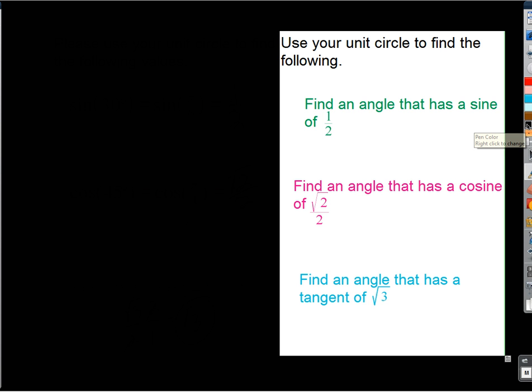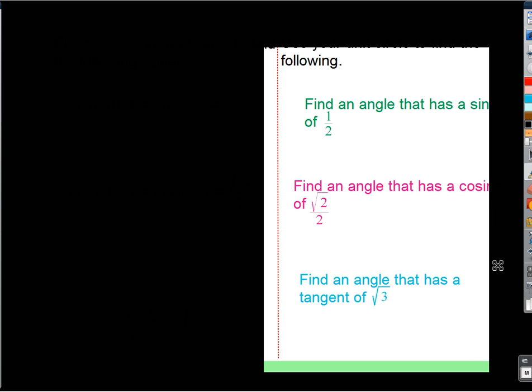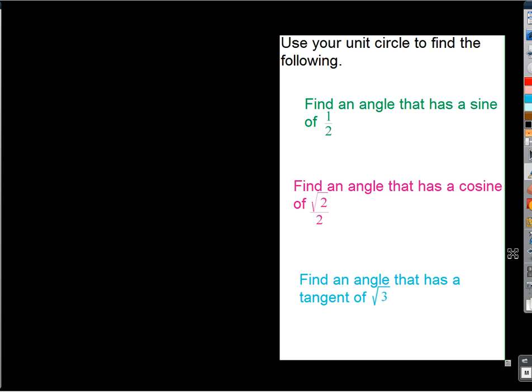You might have heard me say that we're kind of going backwards from what we did over here. This is kind of backwards of that. Can someone explain what I mean by that? Doing the opposite of what we did before.